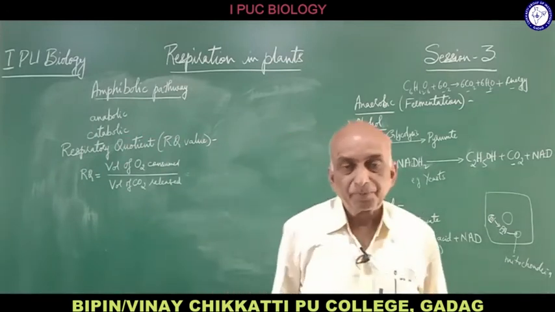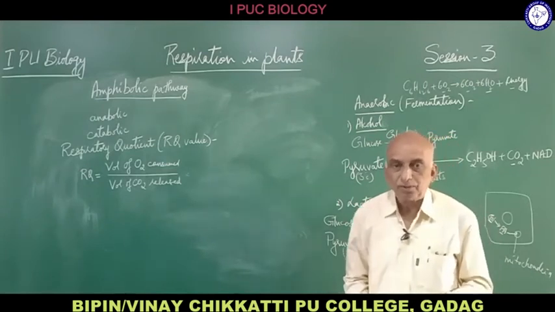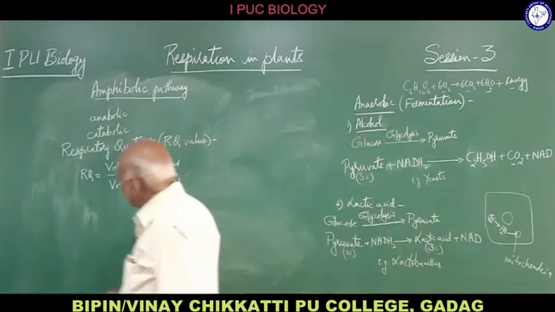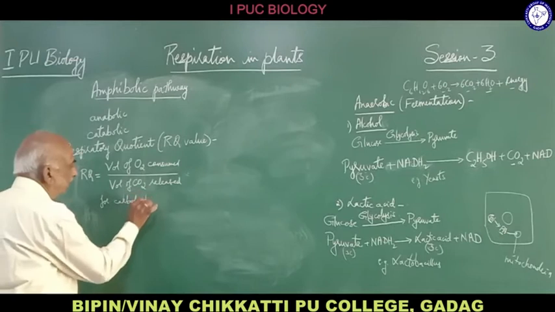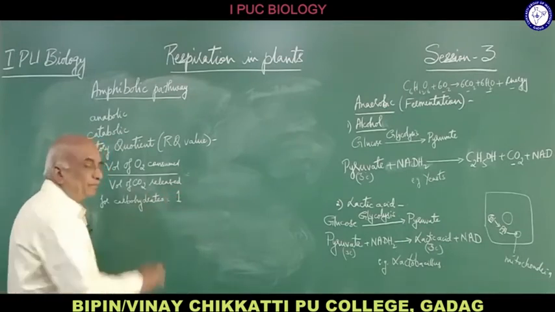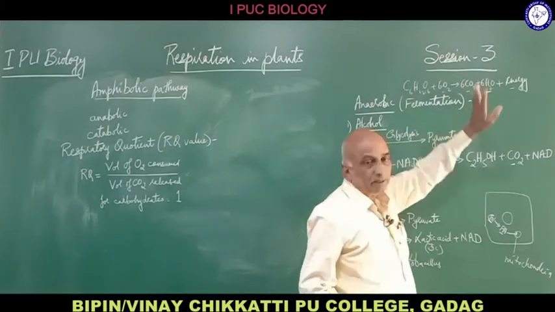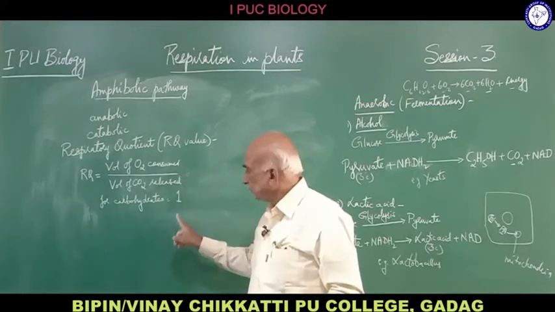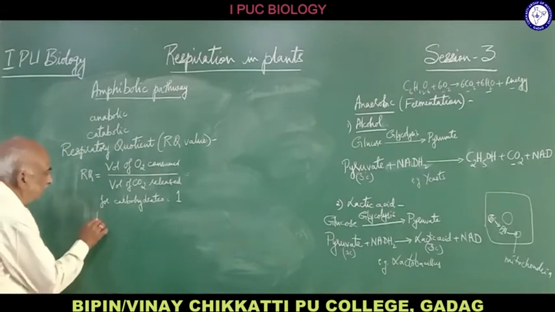So what is the RQ value? RQ value is the ratio of the volume of oxygen consumed to the volume of carbon dioxide released in a respiratory reaction. For any carbohydrate, when the respiratory substrate is carbohydrate, the RQ value is always 1. Here the volume of oxygen and the volume of carbon dioxide are equal, so the value will automatically be 1.